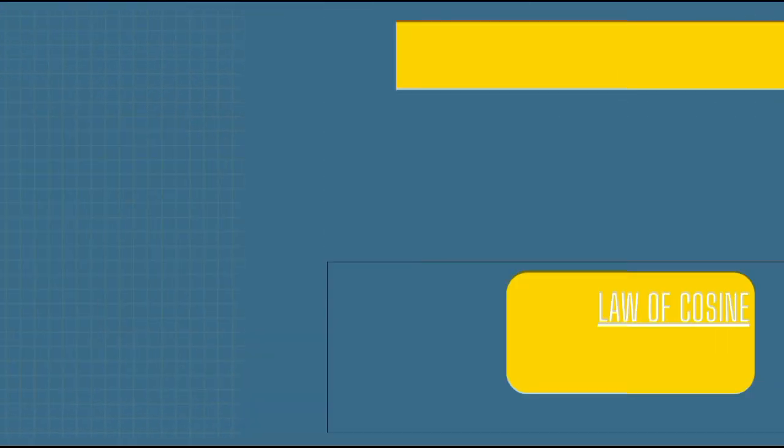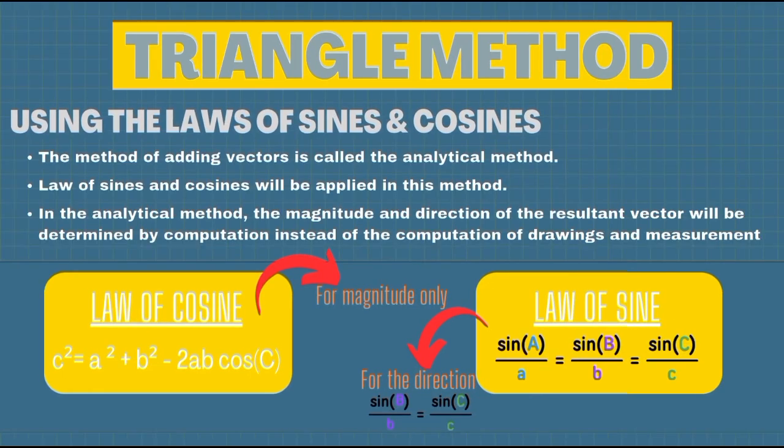Triangle method, using the laws of sines and cosines. The method of adding vectors is called the analytical method. The laws of sines and cosines will be applied in this method. In the analytical method, the magnitude and direction of the resultant vector will be determined by computation instead of drawings and measurements.